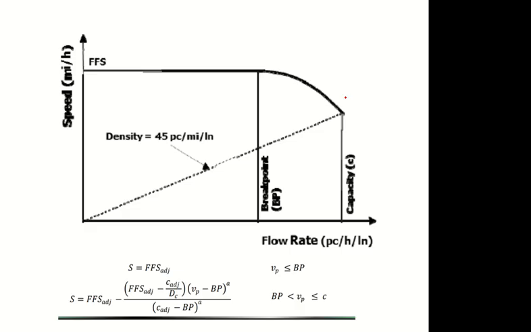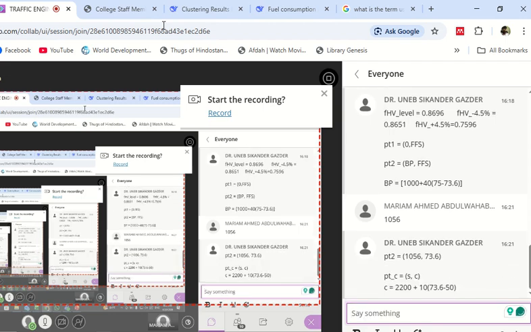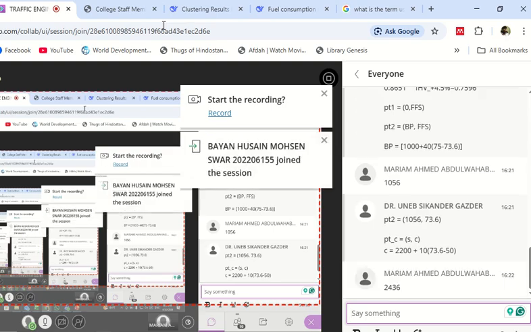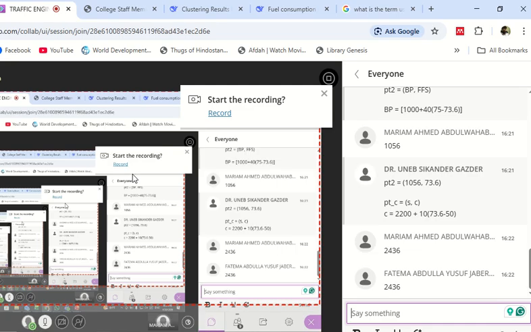See, capacity is 2200, 10, free flow speed minus 50. Okay. Now how much is capacity? Okay, now this value is more than 2400. You see capacity has a limit of 2400. Okay, so I will not take 2436, I will take 2400.